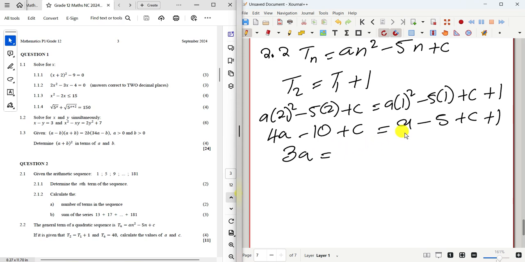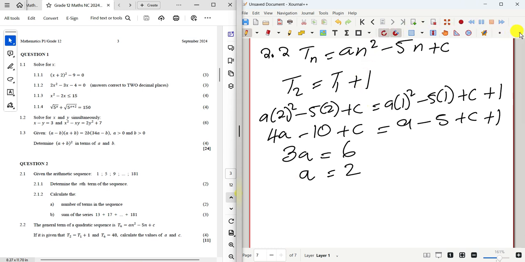Therefore, we will be left with 10 going that side, so it'll be 10 plus 1, which is 11, minus 5, it'll be 6, isn't it? I'm not sure, guys. Yes, it's 6. Therefore, we can say A is equal to 2. All right? A is equal to 2.